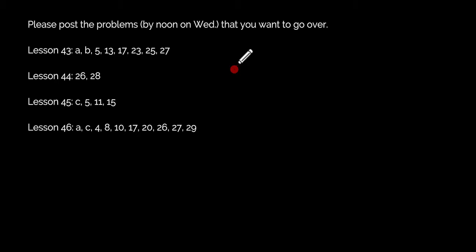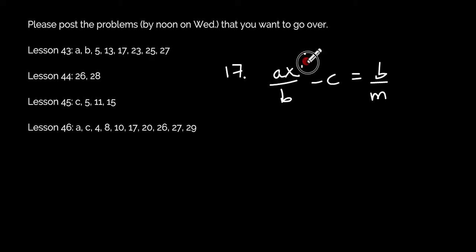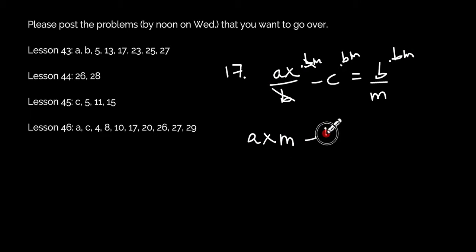Solve for the trapped variable. So 17 is ax over b minus c equals k over m. Remember these, you multiply everything by the common denominator, which is bm. So bm for this one, bm for this one, and bm for this one. The b's cross out, so you get axm minus bcm equals, I can't read my writing anymore. The bm's cross out. So this was actually a k. So we're going to get bk.